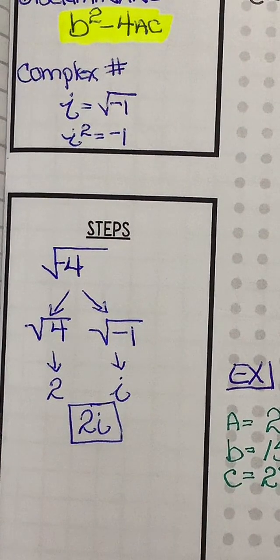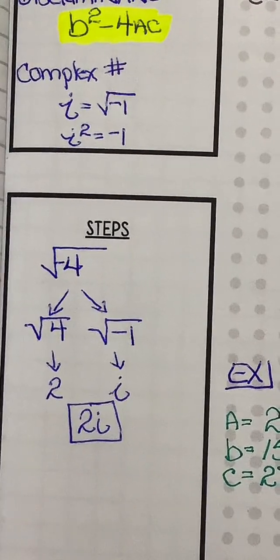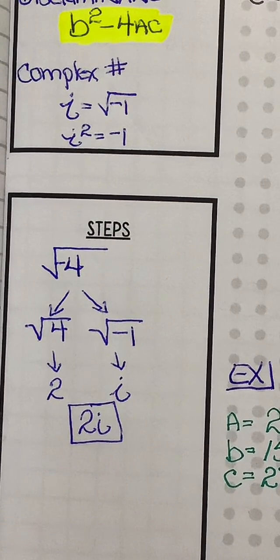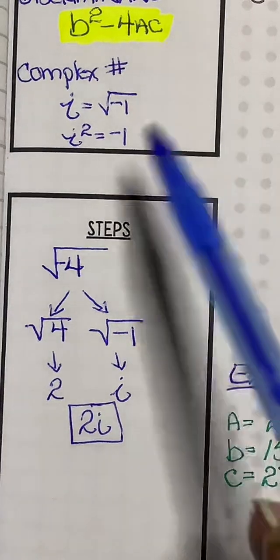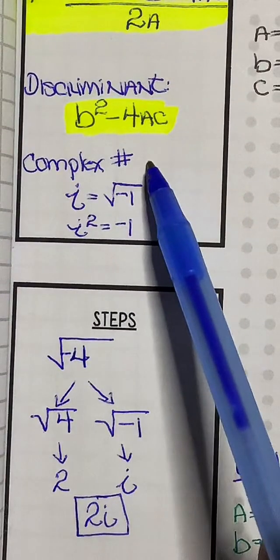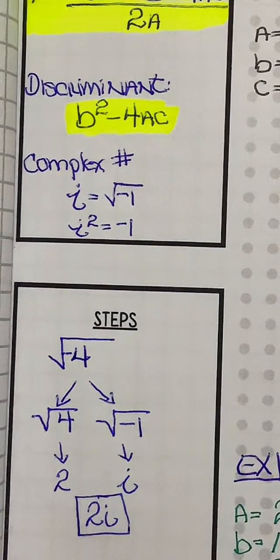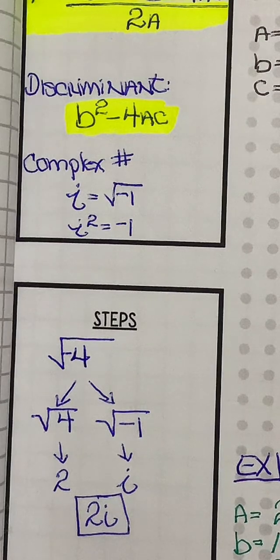Yep, i is a number. Who says you don't learn anything on TikTok? Yes, i is a number. It represents the square root of negative 1. So these are what's called complex numbers. Okay? So we have rational numbers, irrational numbers, and then complex numbers, or some people like to call them imaginary numbers.